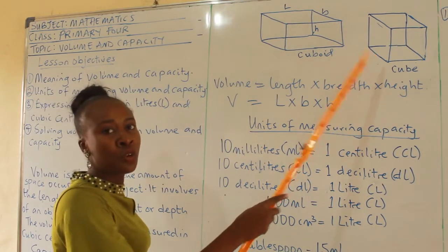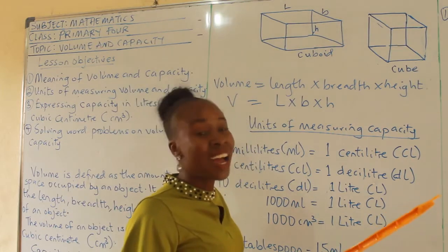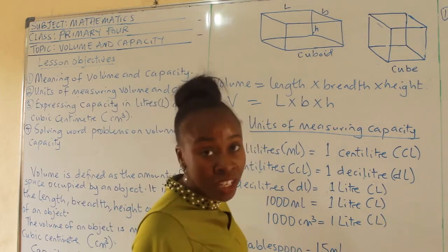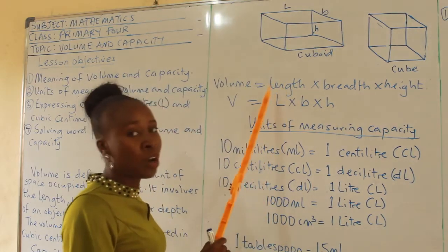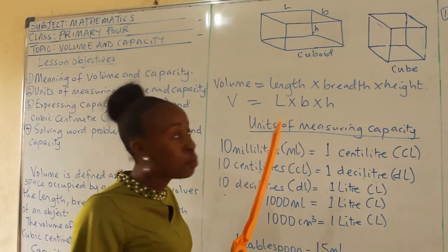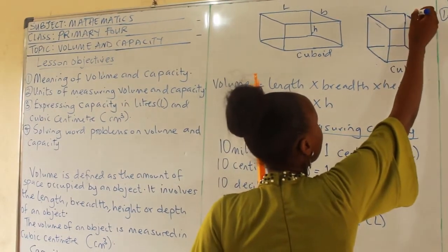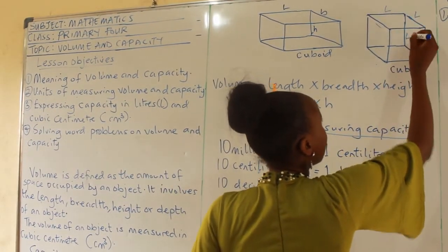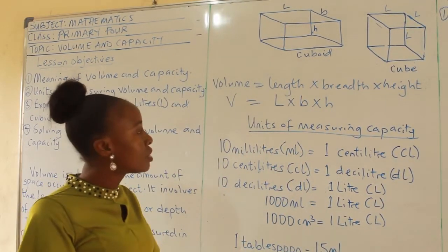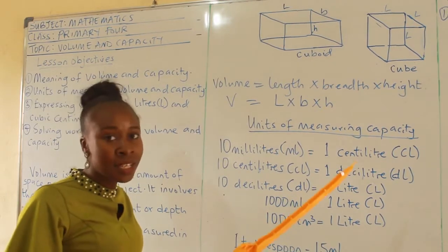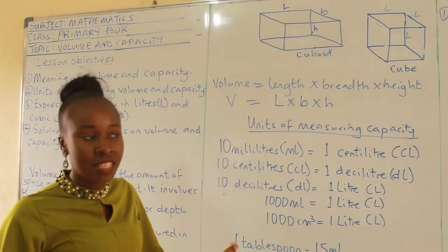And for the cube, remember that a cube has all its sides equal. To find the volume of a cube, we use the same formula, but since all sides are equal, this side is the length, and this is also the length. So the volume of a cube is found by multiplying the length times the length times the length, because all the sides are the same.